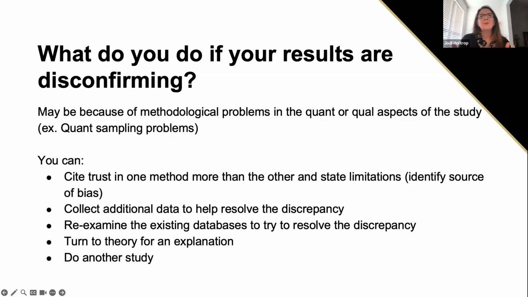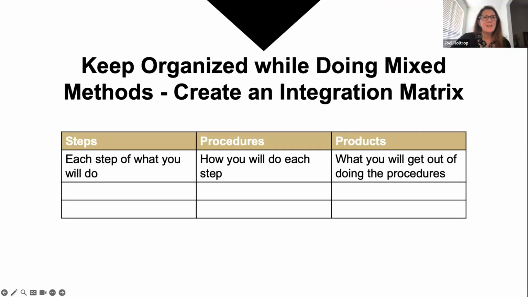Like interviewing people about their diabetes, they may talk about very different things than their A1C score says, right? So they don't have the opportunity to converge very well because they're about different kinds of things. All right, I mentioned this before, it's really important to keep organized. I highly recommend that you create tables whenever you're doing mixed methods where you have your steps going down in the first column.